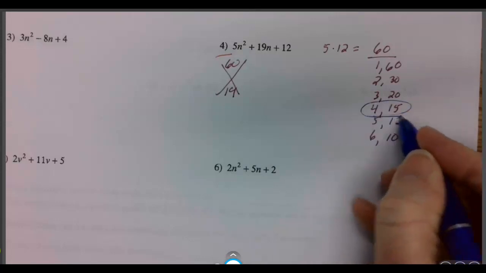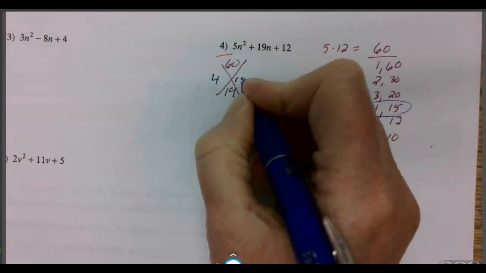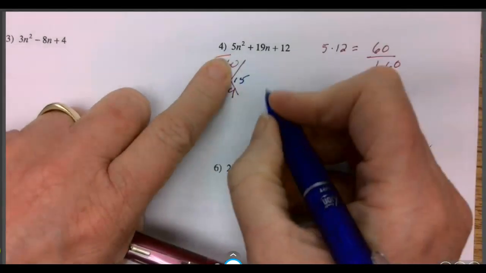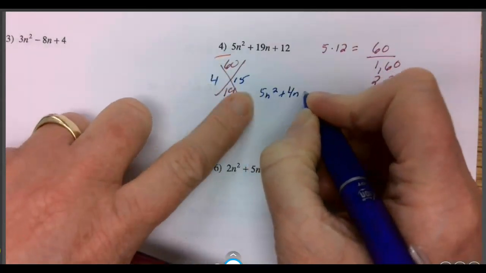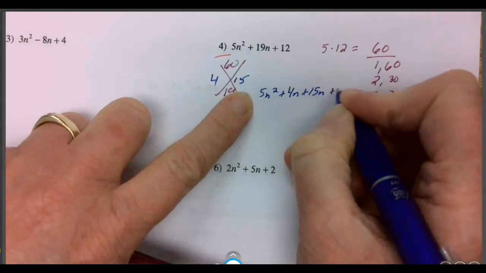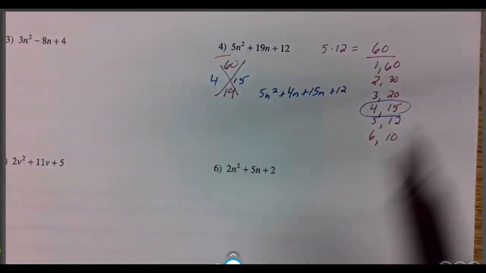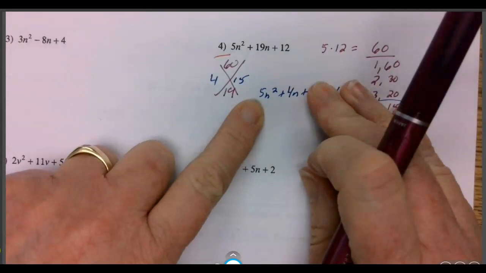You've already found it, I'm sure. 4 and 15. Okay, we're now going to write this in expanded form. So 5n squared plus 4n plus 15n plus 12. Factor by grouping. Greatest common factor here is n.